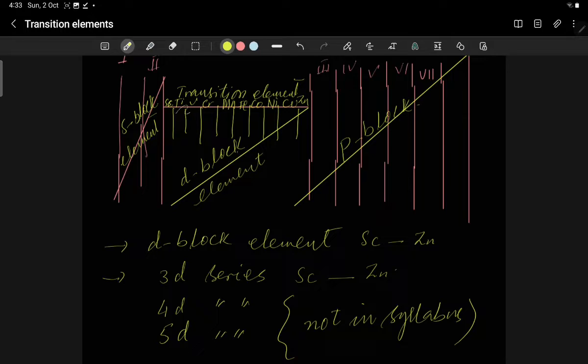So from 21, 22, 23, 24, 25, 26, 27, 28, 29 and 30. We will discuss only these transition elements in the A-level syllabus.